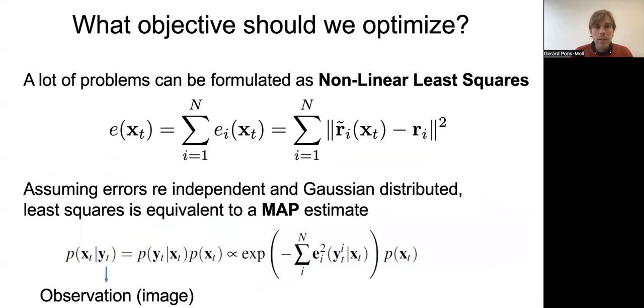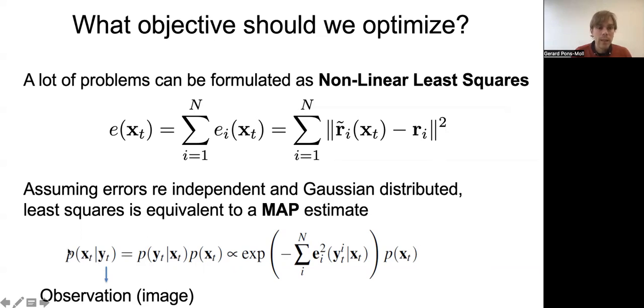Just to remind you, it's good to give this formulation a probabilistic interpretation to know where things come from. If you assume that the errors are independent and Gaussian distributed, this least squares problem is equivalent to a MAP estimate, or to an ML maximum likelihood estimate if you don't have the prior.